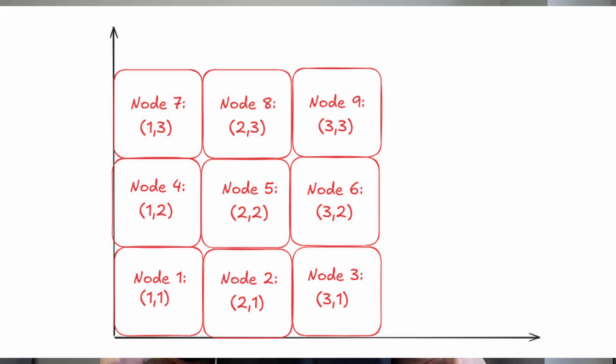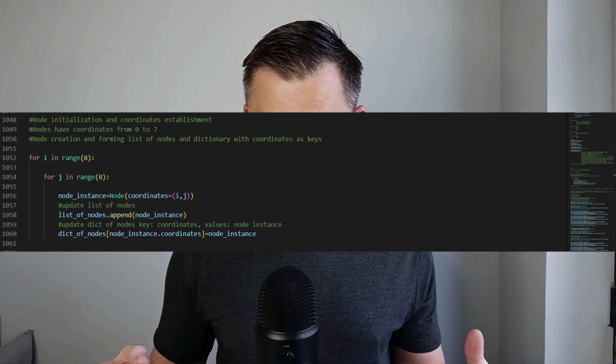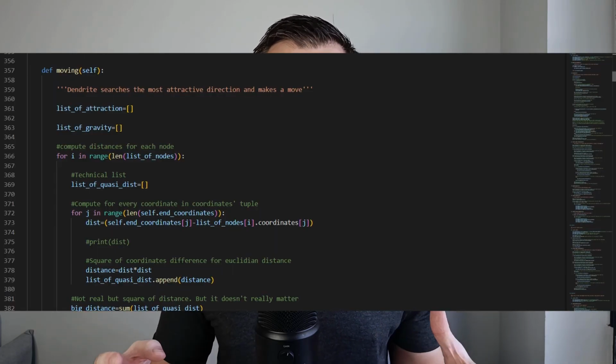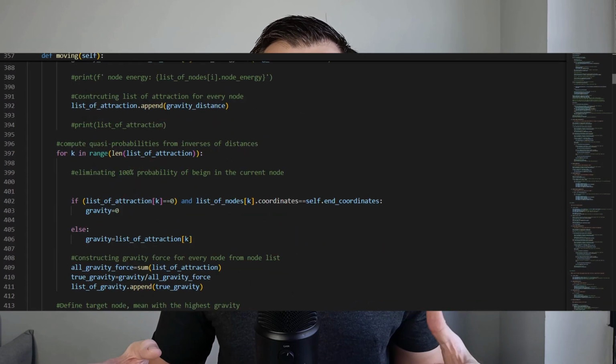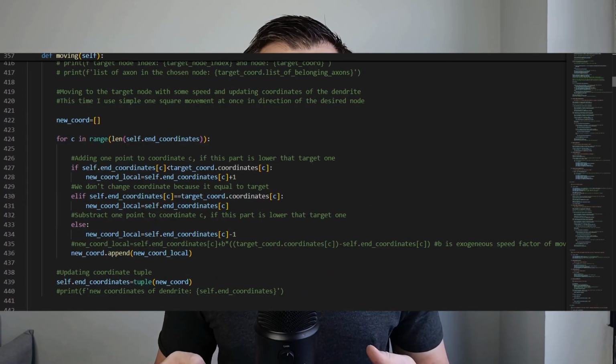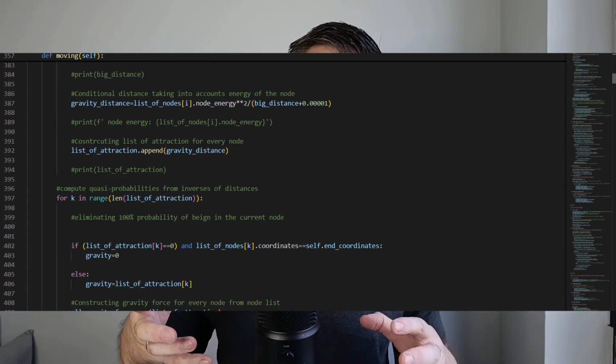I used a system of nodes as a coordinate grid to calculate the attractions and the movement for the dendrites. Each dendrite moves to the most attractive node. The attractiveness is inversely proportional to the square of the distance and proportional to the energy of the node. Energy is simply the number of active synapses contacted.